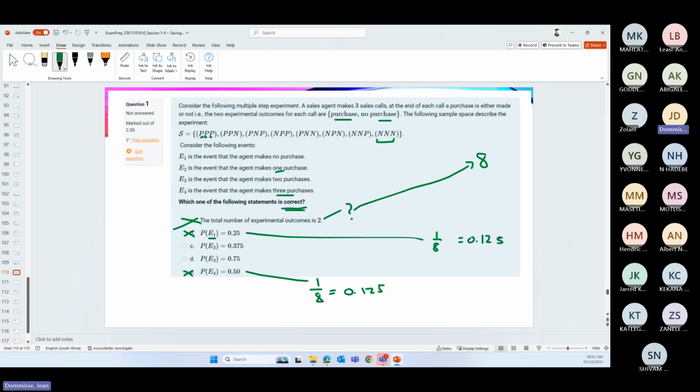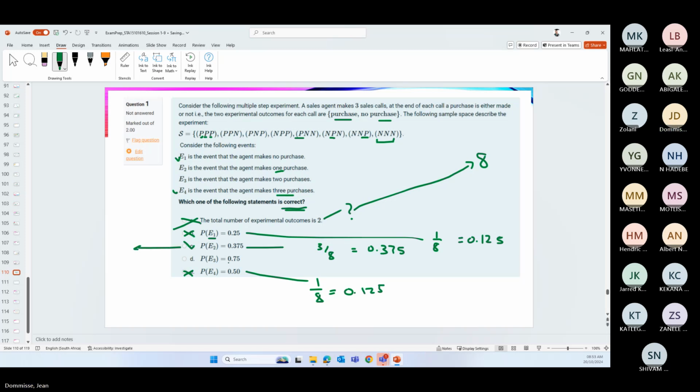Okay, so we've now done that. So only one purchase, so that's free, that's 2, that's 2, that's 2, there's 1, there's 1, there's 1. So we basically have 3 out of 8, that is 1 purchase. So 3 divided by 8 is 0.375. That is correct. That is actually our correct one.